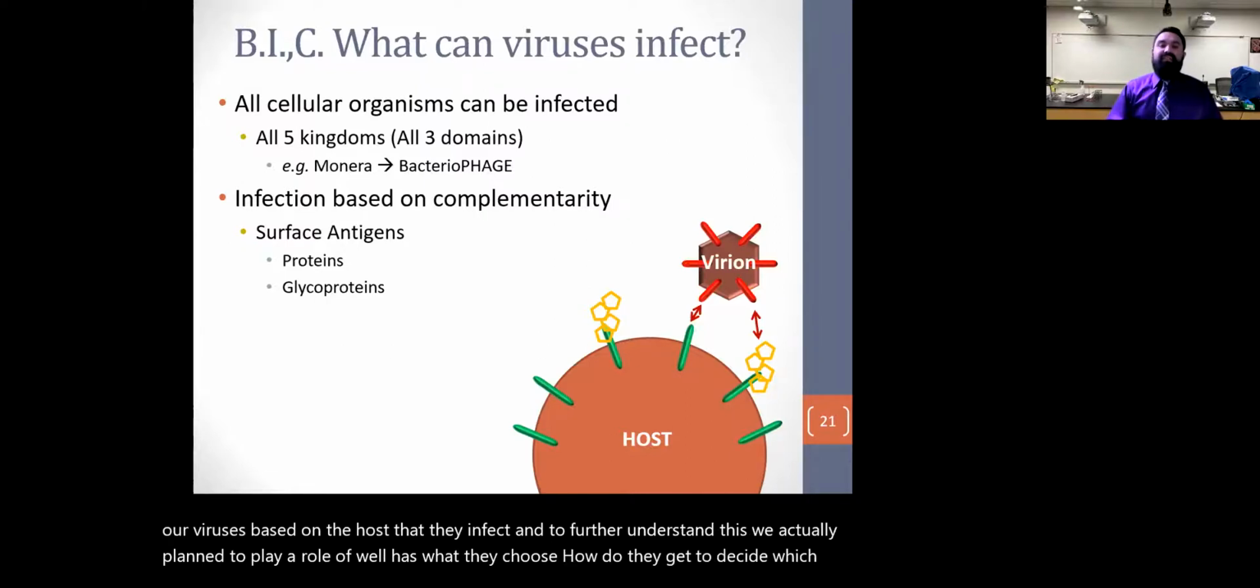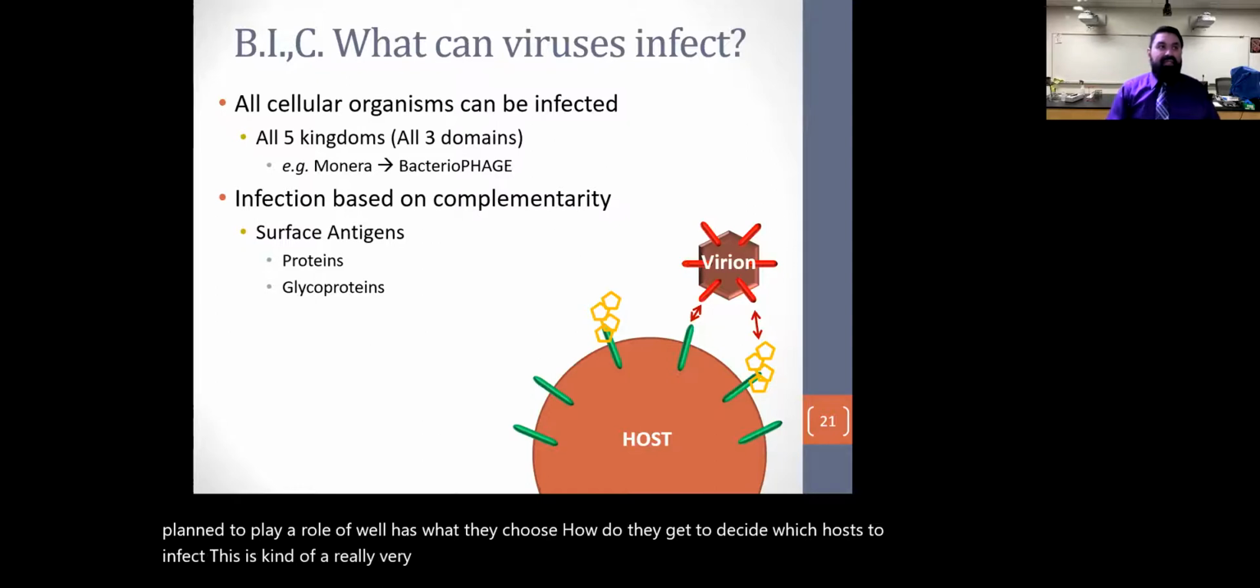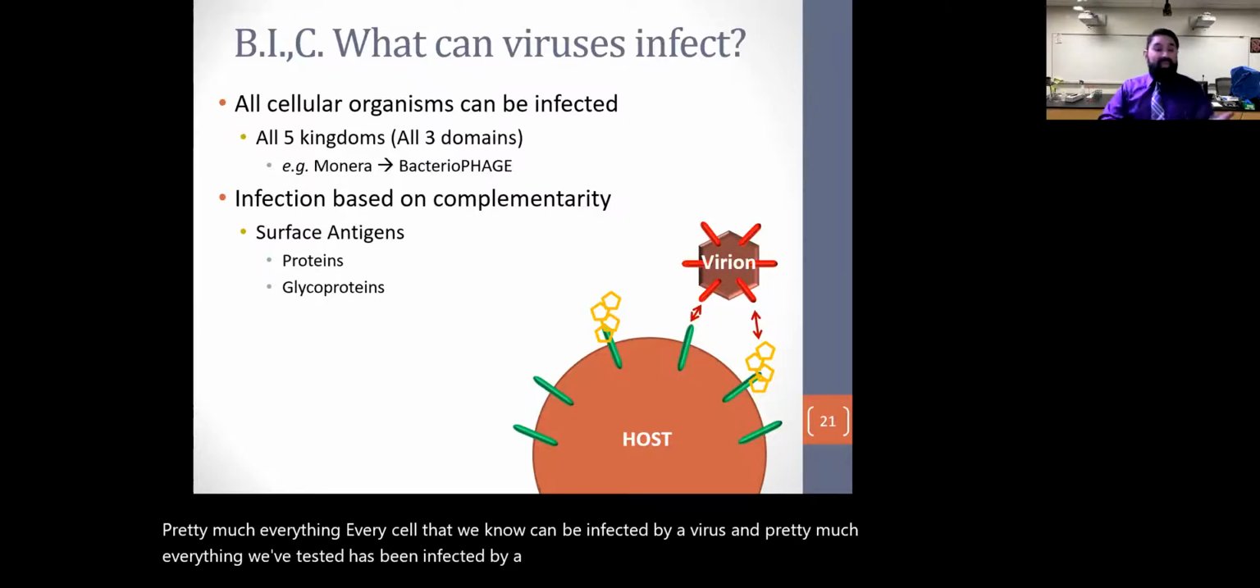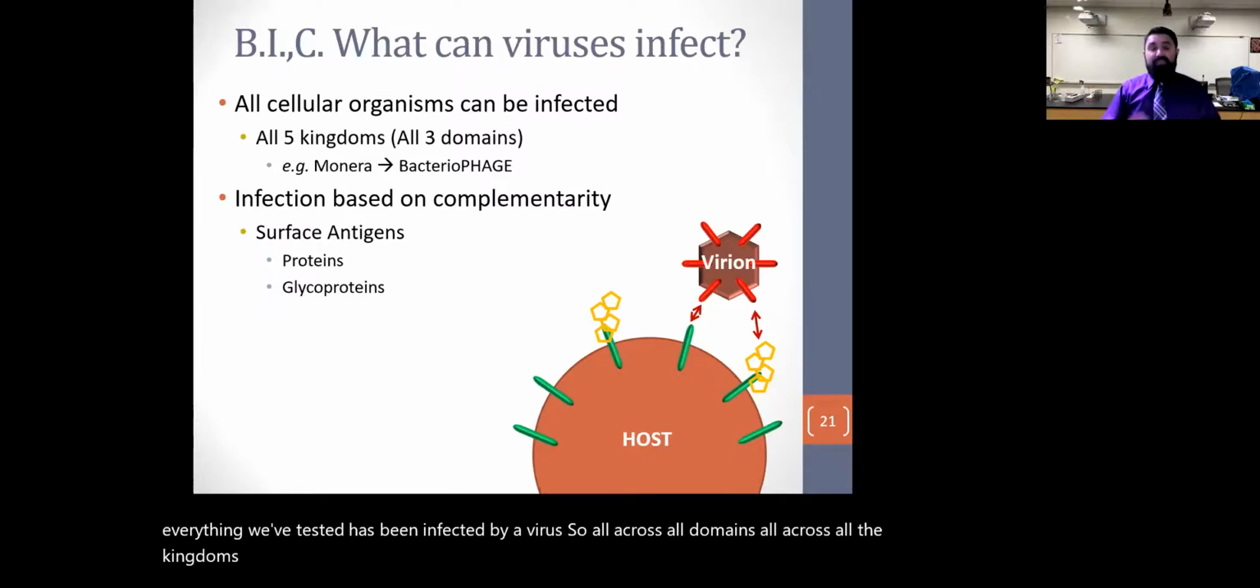This is a really neat mechanism in which, first of all, we find out that there is no exempt organism. Pretty much every cell that we know can be infected by a virus, and pretty much everything we've tested has been infected by a virus. So across all the domains, all the kingdoms, and every phylum, et cetera, can be infected by at least one type of virus.